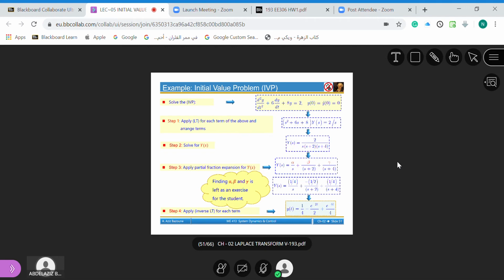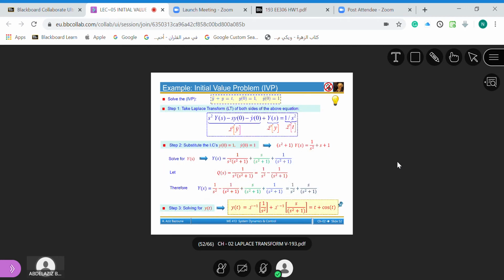Any questions? No questions, so let me move to the second problem. We have another problem here. Solve the initial value problem: y double dash, the second derivative of y with respect to time, plus y is equal to t. And these are the initial conditions: y of 0 is equal to 1, and y dot of 0 is equal to 1.